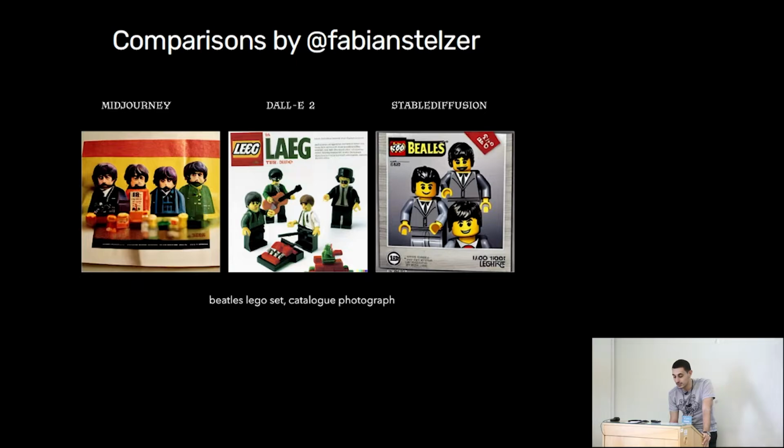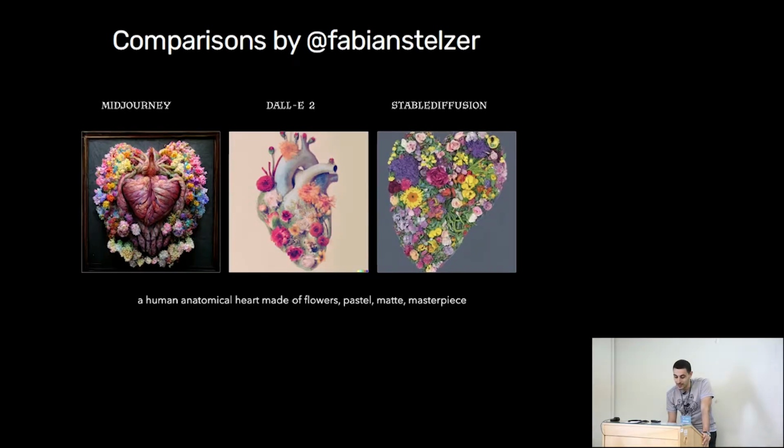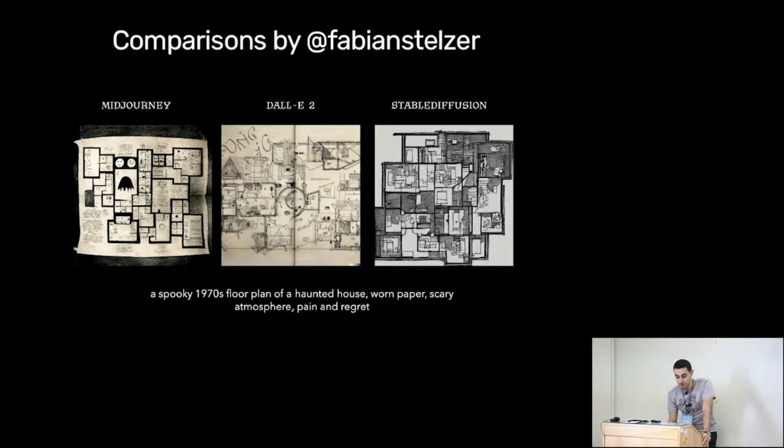Beatles Lego set, catalog photograph. A human anatomical heart made of flowers, pastel, matte, masterpiece. A spooky 1970s floor plan of a haunted house. Worn paper, scary atmosphere, pain, and regret. We already see it takes a little bit of craftsmanship to describe what exactly you want the network to generate.